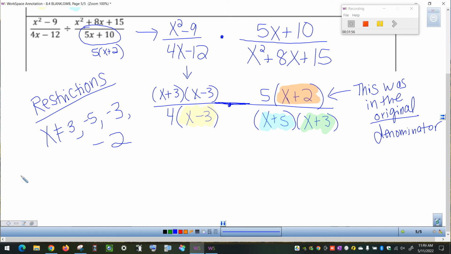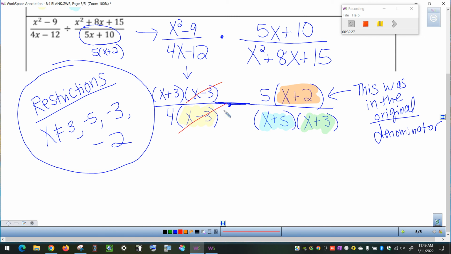All right, so that's a little something new that we need to know for restrictions. So I'm going to circle that. That's part of our answer. Let's go back over here then and start to see what can cancel. It looks like we have an x minus 3 that cancels from the top and bottom, and an x plus 3 that can cancel from the top and bottom. That is leaving us some leftovers here. So we're left with 5 times x plus 2 on the top, and then we have 4 times x plus 5 on the bottom. You can leave it like that, or you could distribute the numbers in.